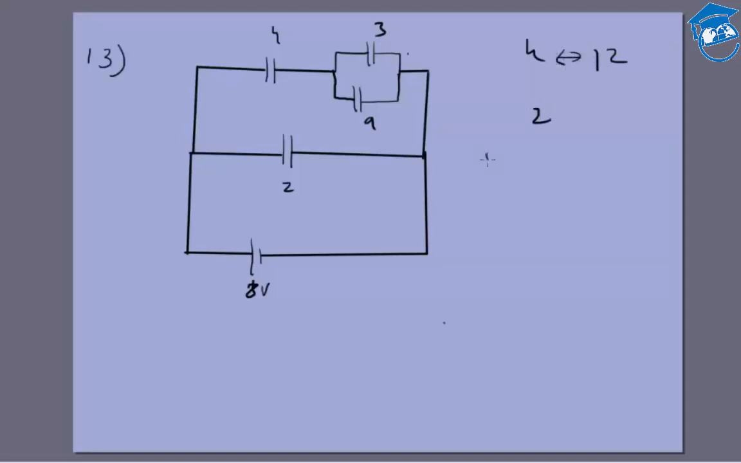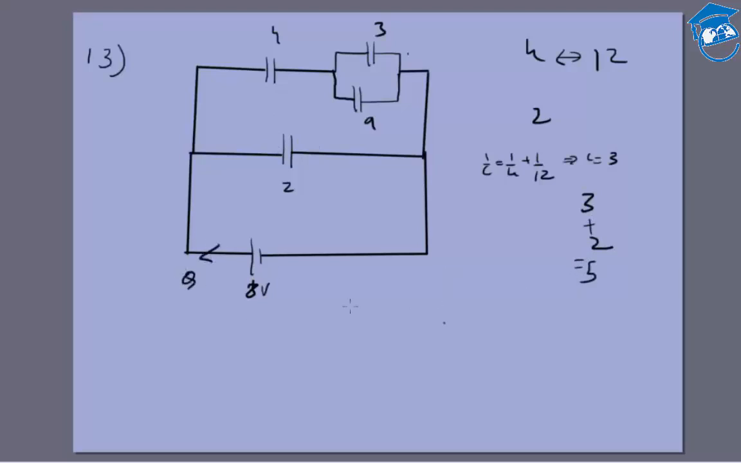So what we'll get is 1 by C is equal to 1 by 4 plus 1 by 12. So this is 3 by 12, so we'll have 4 by 12, 12 by 4, which means C is equal to 3. Which means what we have is 3 and 2. This total capacitance is 3 and this is 2. Their sum will obviously, because they're in parallel, be 5. So the net capacitance is 5.